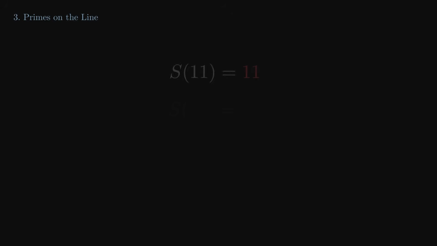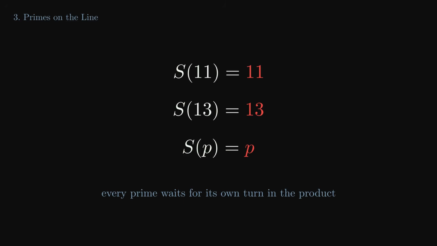The same reasoning works for every prime. 11 first shows up as a factor at 11 factorial, so 11 gives 11. 13 gives 13. A prime is a number with no smaller factors to borrow, so it has to wait for its own turn in the product. Every prime gives back itself.